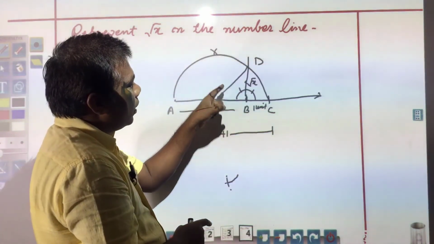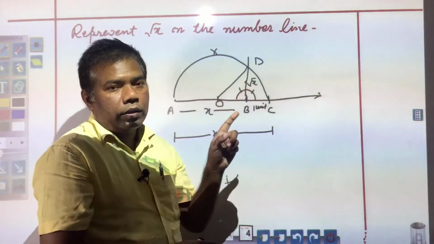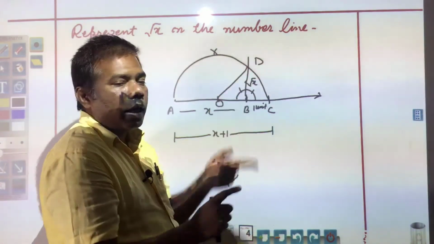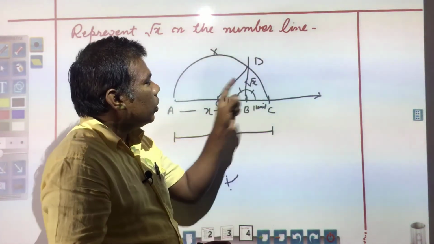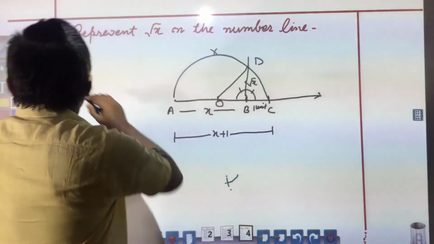Hypotenuse square is equal to base square plus perpendicular square, and perpendicular you have BD, and you will get BD is equal to root x. So, just you see in calculation how it will be.